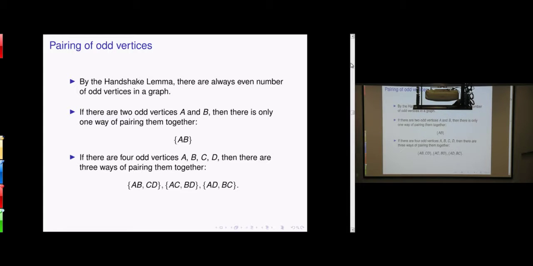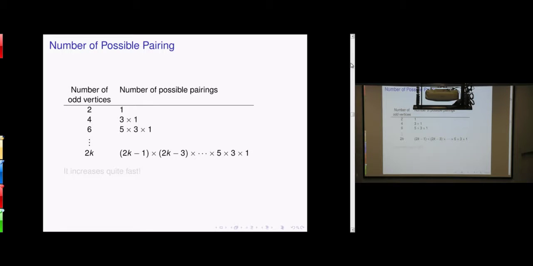They have no choice. They have to pair. So in the case you have 4 odd vertices, there are 3 ways of pairing them up. And now you see the pattern, right? So if you have 6 vertices, then you have 5 times 3 times 1 many ways of pairing them up.